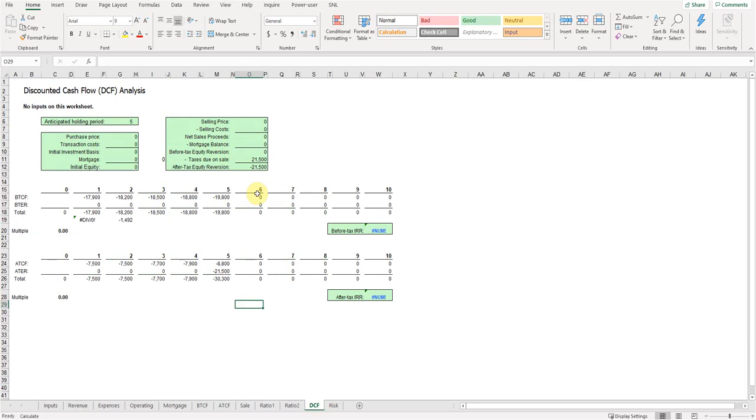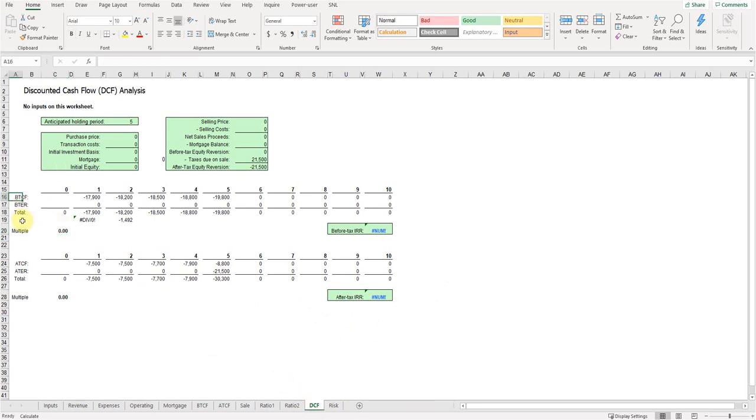DCF, this is the most important tab. This is the ultimate output that'll show your financial returns on an internal rate of return basis. I have your overall multiple, which is basically the amount of cash flow inflows that you receive over your ultimate equity investment. And I'll walk through exactly how to digest this schedule.